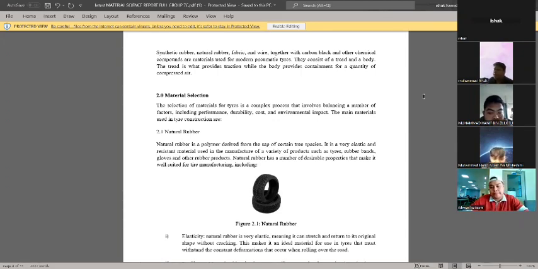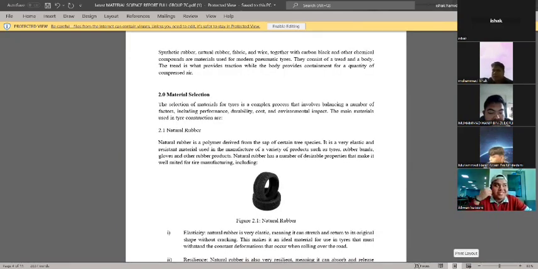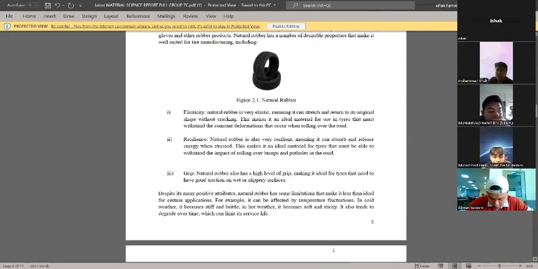Natural rubber has a number of desirable properties that make it well suited for tire manufacturing, including, first, elasticity. Tires are made from a rubber compound that is designed to be highly elastic, allowing them to deform and conform to the shape of the road surface as they roll over it. Second, resilience. Natural rubber is also very resilient, meaning it can absorb and release energy with stress.